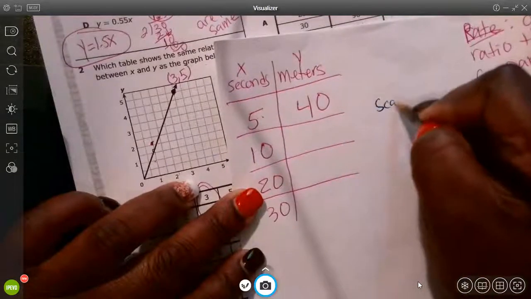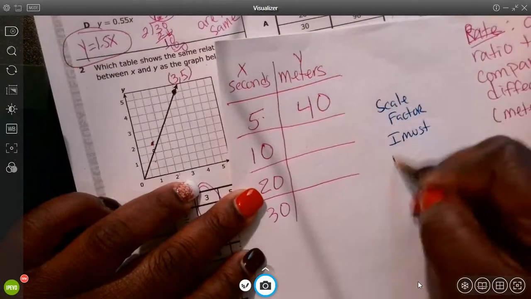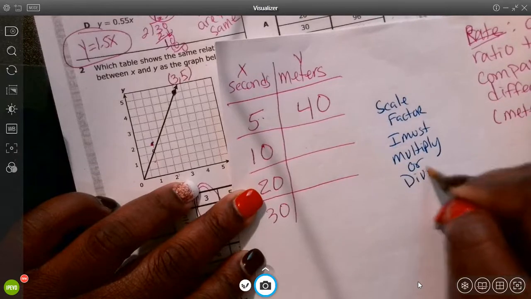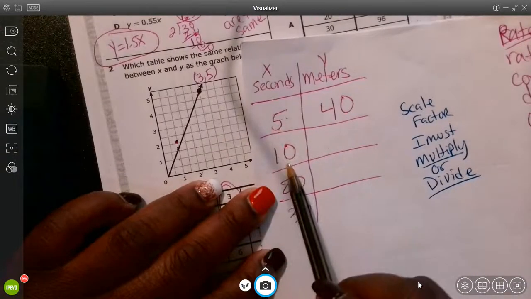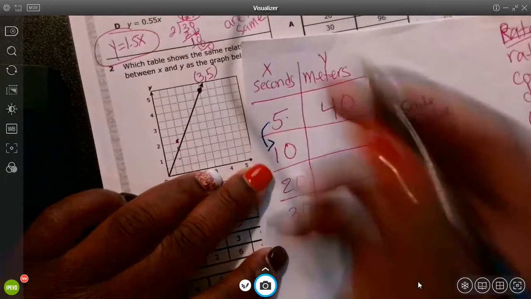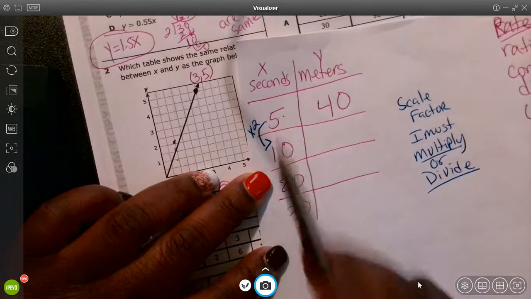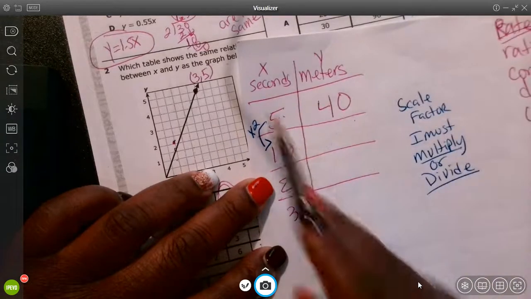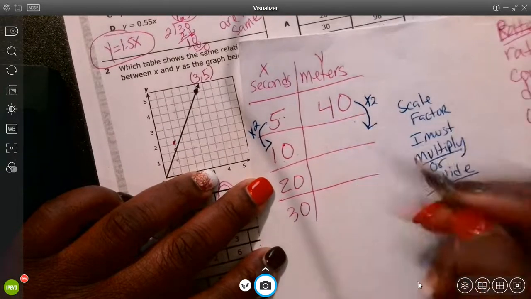So when I'm using my scale factor, I must multiply or divide. These are very important. So the only way I can get from 5 to 10 is I can multiply by what? That's right, by 2. So I could say 5 times 2 will give me 10. If I do that here, that means I must also do it over here. Why? Because this is proportional. So if I multiply by 2 to get to that 10, I could say 40 times 2 is going to give me this number, which is 80.